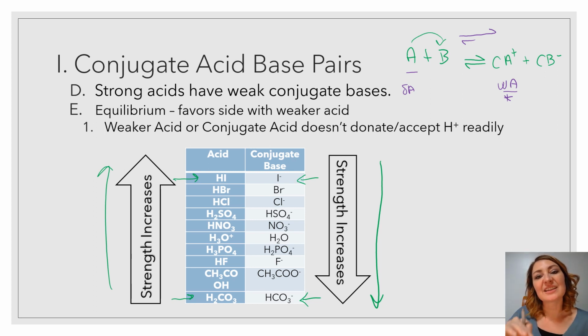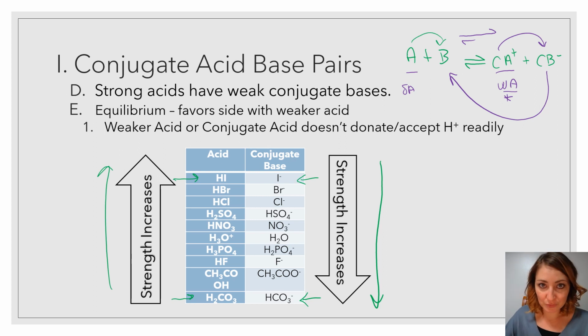So essentially it's getting stuck on that side. And this conjugate acid, being weak, isn't going to readily donate its proton to the conjugate base to reform our products. So it's not going to produce reactants at the same rate as your strong acid produces products.